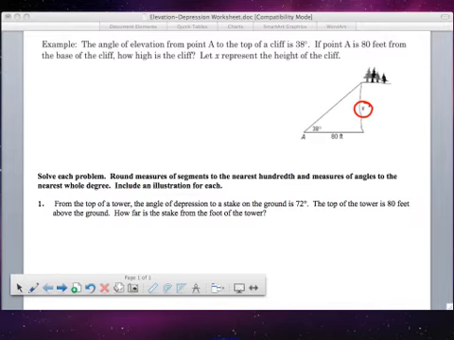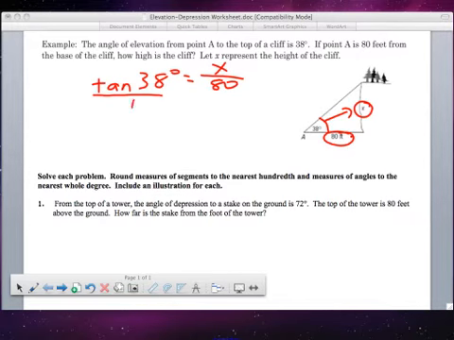All right, so if I want to solve for X, again, we already know the angle that we're working with. We know that X is opposite. That 80 there is adjacent. Opposite adjacent tells me to use tangent. And so the tangent of 38 degrees is equal to opposite over adjacent. Remember, I think of this as under 1, cross multiply, so X equals 80 times the tangent of 38 degrees.